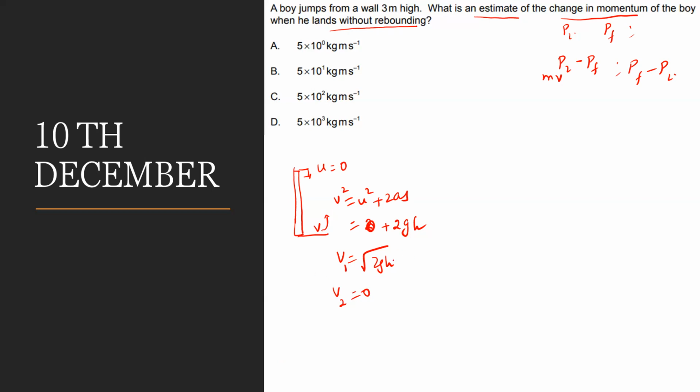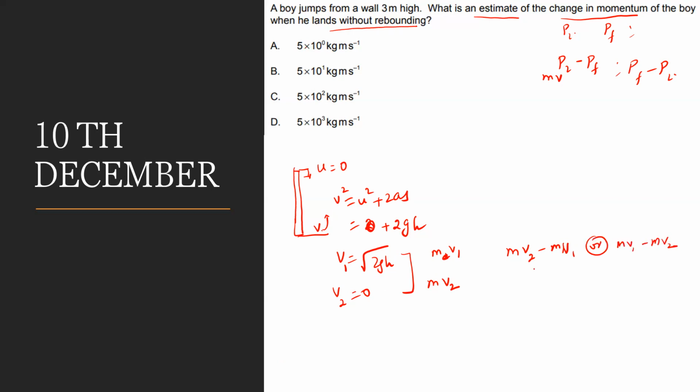And thus, what will be the corresponding momenta? Momenta would be MV1 and MV2. What is the change in momentum? Change in momentum would be, let me go according to you, MV2 minus MV1, or you can also write MV1 minus MV2.